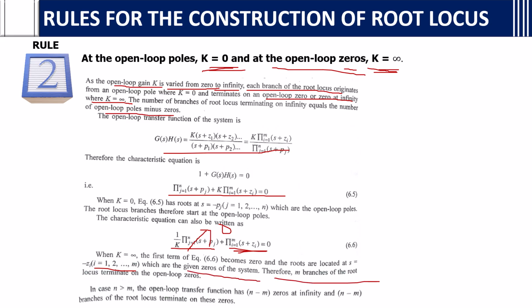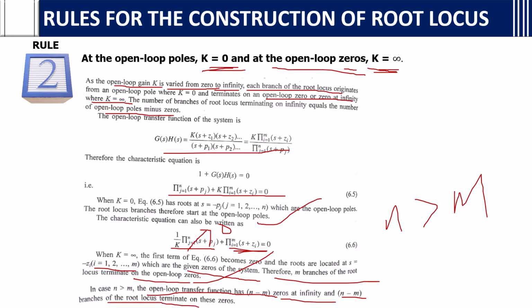So m branches of the root locus terminate on the open loop zeros. Here it starts at the open loop poles, and here it terminates. So if n, the number of poles, is greater than m, the zeros, then the open loop transfer function has n minus m zeros at infinity, and n minus m branches of the root locus terminate on these zeros. Okay.